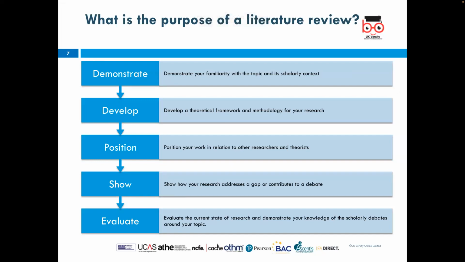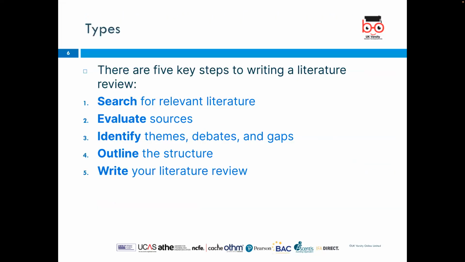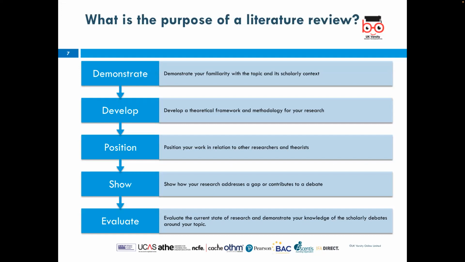The next topic, we've looked at the types. So the next one is, what is the purpose of a literature review? The first purpose is to demonstrate, and then develop, position, show, and evaluate. So what is demonstrate? Demonstrate your familiarity with the topic and the scholarly context. Develop a theoretical framework and methodology for your research. Position your work in relation to other researchers and theorists. Show how your research addresses a gap or contributes to a debate. Evaluate the current state of research and demonstrate your knowledge of the scholarly debates around your topic.